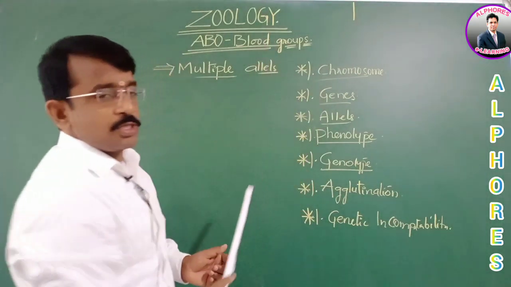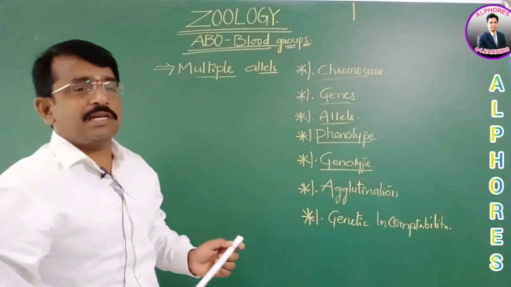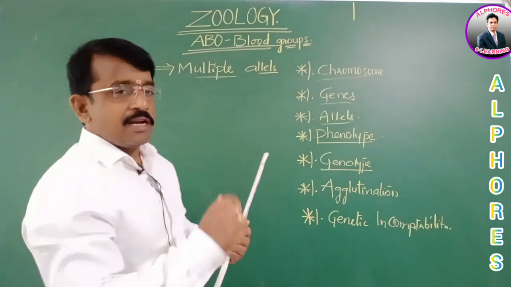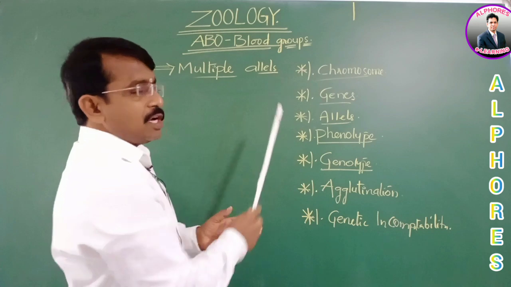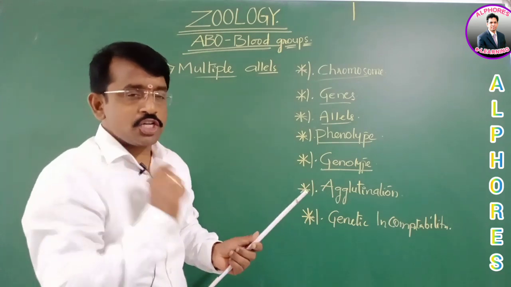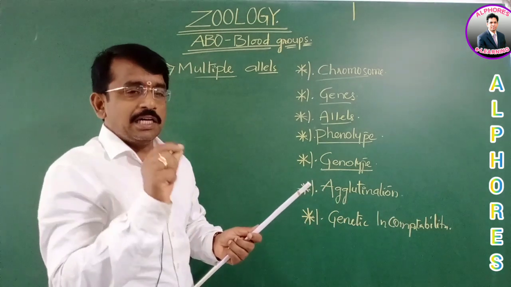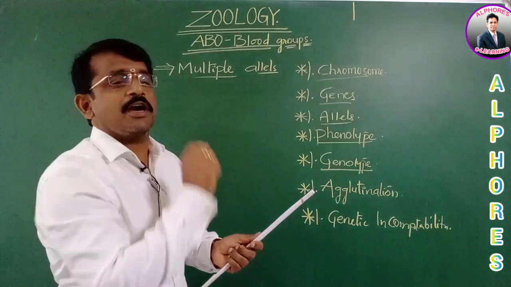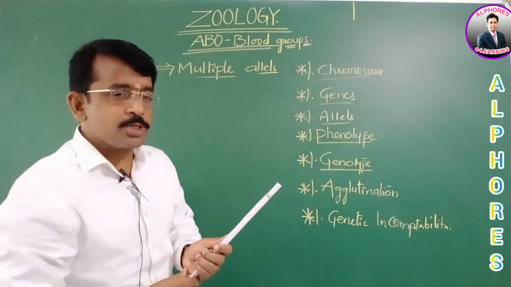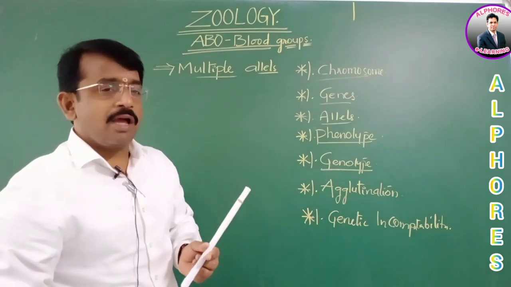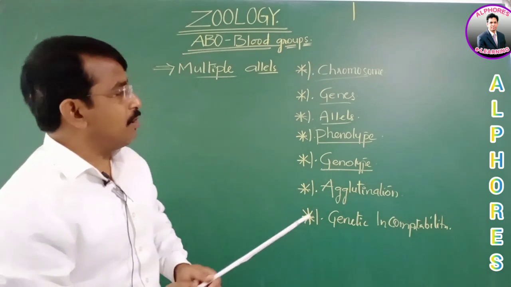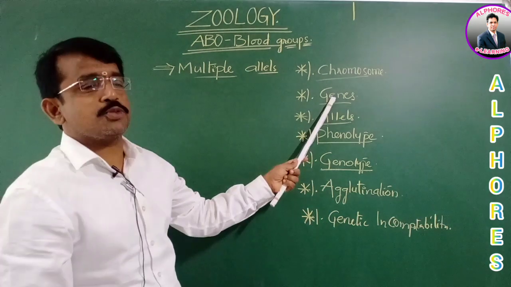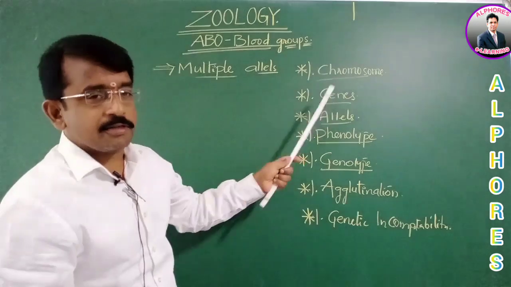Next, genes are present in a locus, in the sense the region on the chromosome where genes are present. The definition of a gene is, the gene is a factor responsible for each and every character, which means in our body every character is under the control of the factor named the gene.